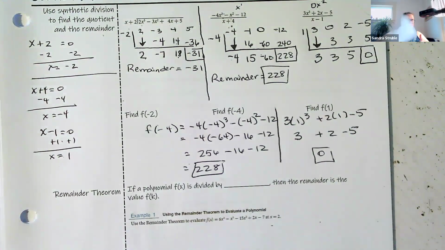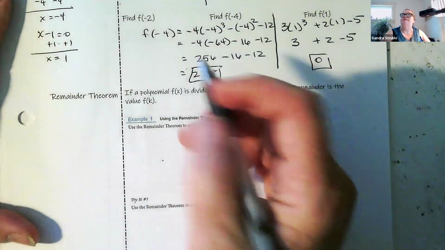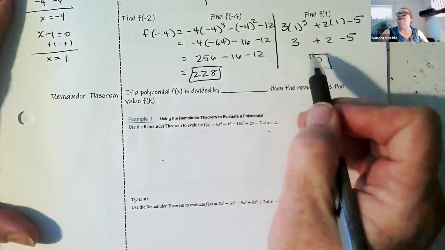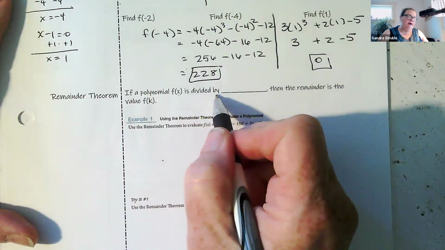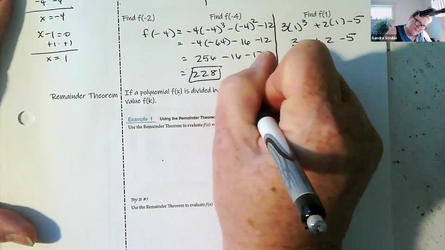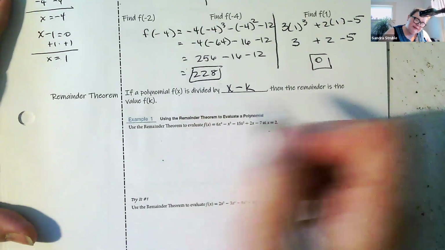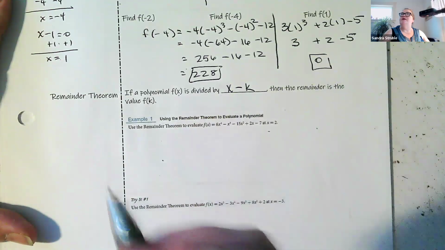All right, next victim. This is the remainder theorem. If a polynomial, f of x, is divided by x minus k, then the remainder is the value f of k. That's what we just proved.